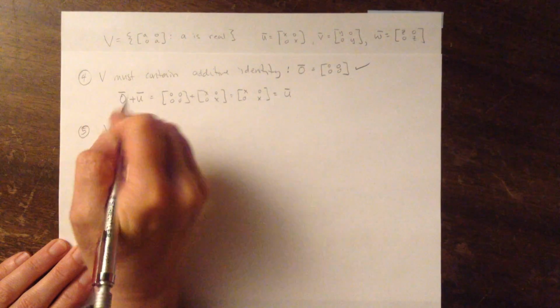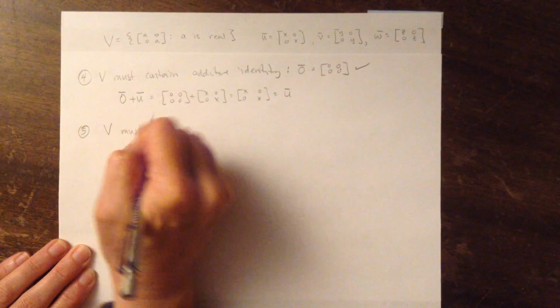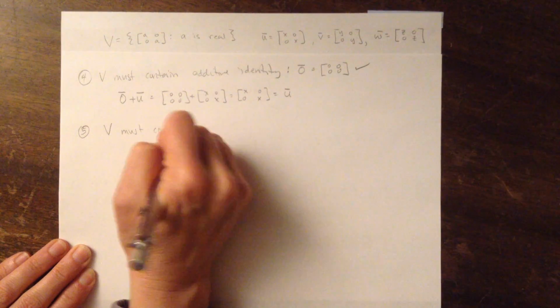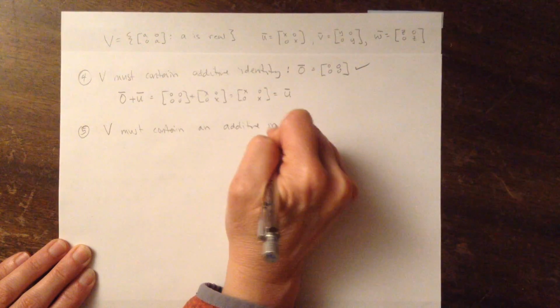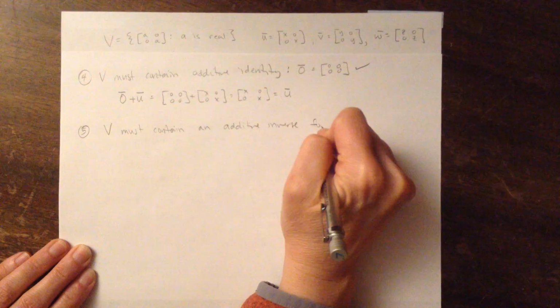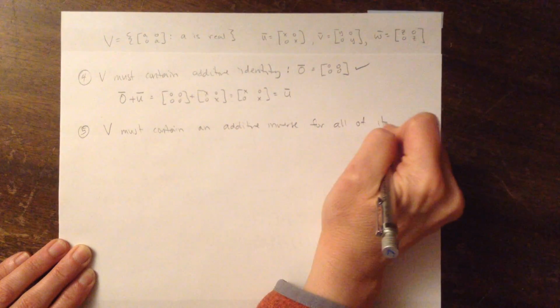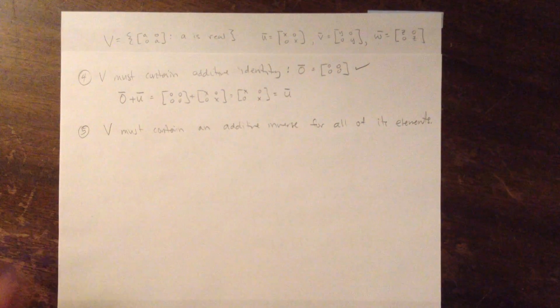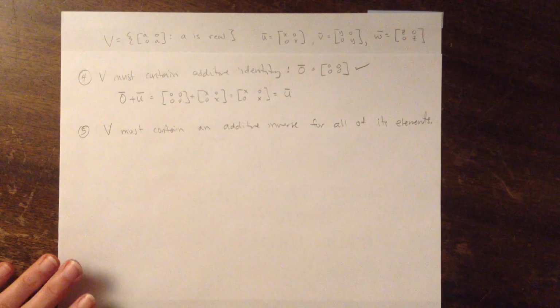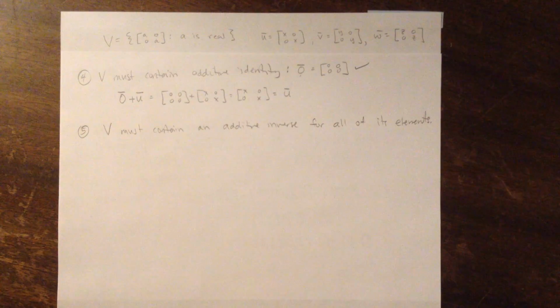Fifth axiom, V must contain an additive inverse for all of its elements. I should have said vectors probably. So every vector in V has to have an additive inverse. So we have this additive identity. The additive inverse is going to be something you can add to any vector in V and get the zero vector out.